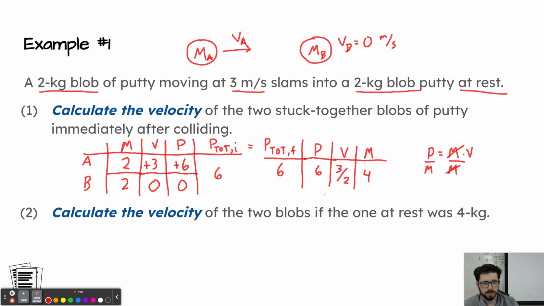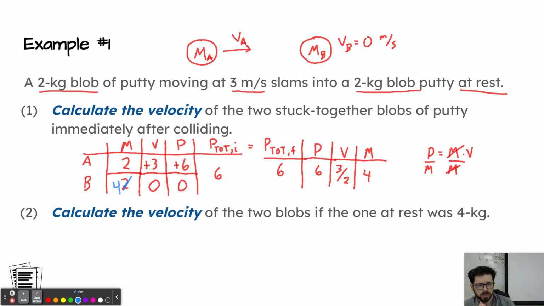So, okay, let's take a look at the second part. The second part says, what if one of the blobs was 4 kilograms instead of 2 kilograms? So what would change? Well, I'm going to go ahead and change colors really quick, but hopefully this is pretty easy for you guys to solve. It says that the blob that's at rest is 4 kilograms, so we would come over here and change that to 4. But 4 times 0 is still 0, so this total momentum stays exactly the same.